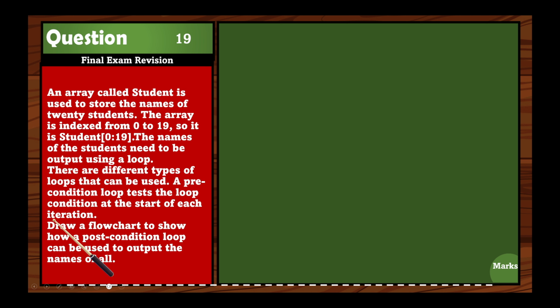Same question, but this time we have to draw the flowchart to show how a post condition loop can be used to output the names of all students. First we saw the precondition, which is the while loop, and now we are looking at the repeat until loop, which is the post condition loop. It's the same flowchart, but it's flipped. We check the condition at the end.